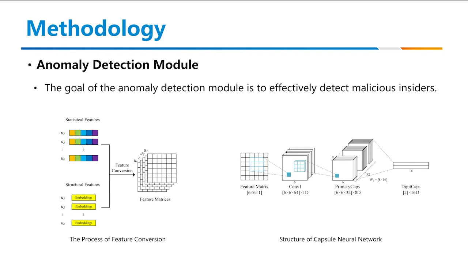A strong learning model is required for learning the extracted features in the anomaly detection module. Neural networks generally have excellent feature learning capability over other algorithms. The convolutional neural network is one of the most classical algorithms in neural networks. But capsule neural network can make up for the shortage of convolutional neural network. So we choose the capsule neural network as our anomaly detection model.